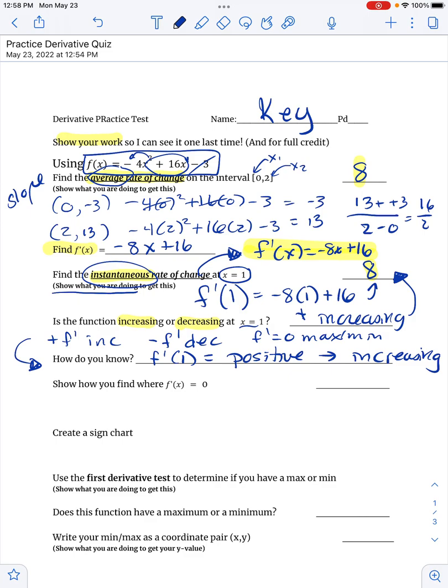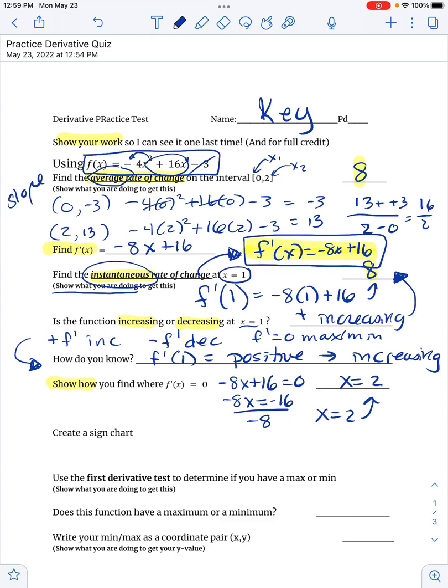So just kind of explain that in some form or fashion. Okay, keywords. Show how you find the derivative where the derivative is equal to 0. Well, again, keep in mind this was my derivative. So I'm showing how, and this is Algebra 1 every single time, how that equals 0. So I'm going to move that 16 over. I'm going to divide by -8, and I'm finding that it was equal to 0 at x equals 2.